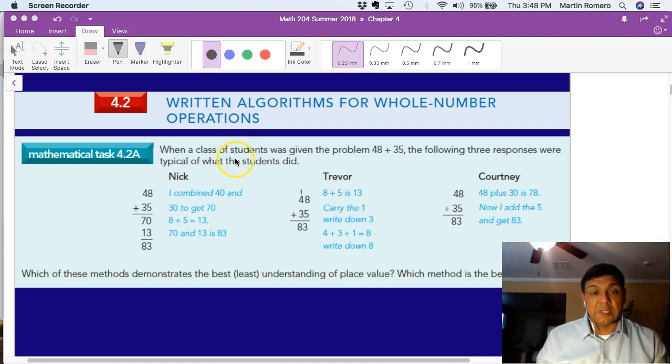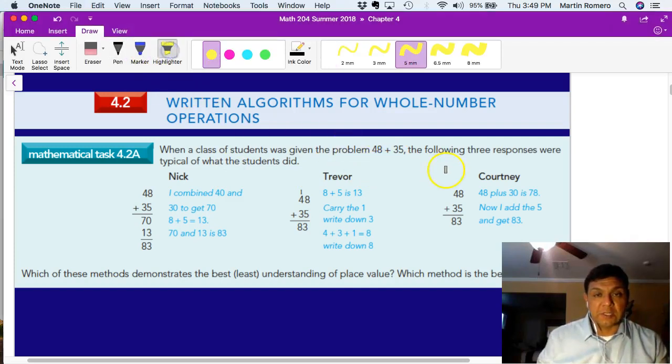The first question that appears here is having you think about 48 plus 35 and then analyzing how these three different students go about adding up those two numbers. Take a look when you get a chance, read those methods so you get a sense of what students are doing to add those values. And now after you read them, you can see they're using different methods to do so.